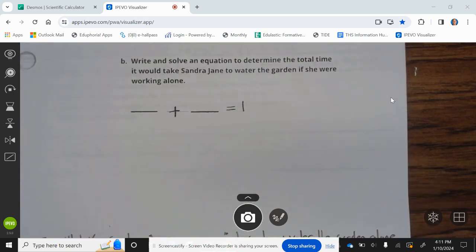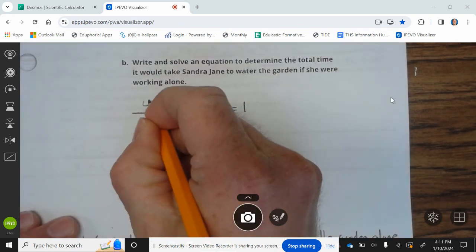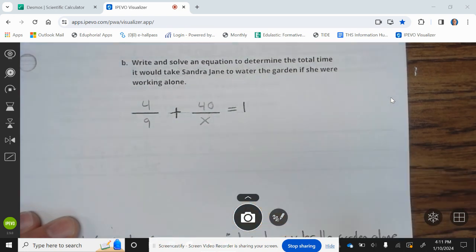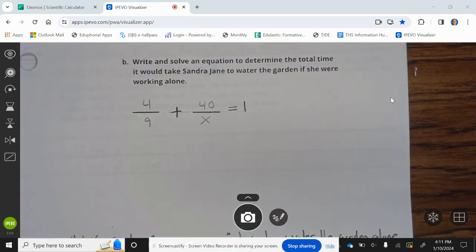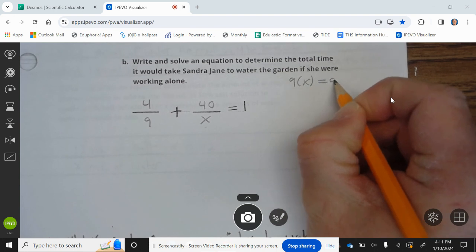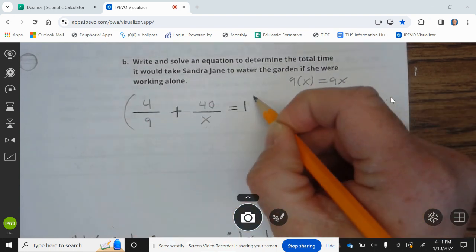All right, B. Write and solve an equation to determine the total time it would take Sandra Jane to water the garden if she worked alone. So that would be 4 divided by 9 plus 40 divided by X equals 1. Now we need to multiply by a common denominator, so the fastest way to find the common denominator is to multiply the denominators together. So 9 times X is 9X. So we're going to multiply everything by 9X.